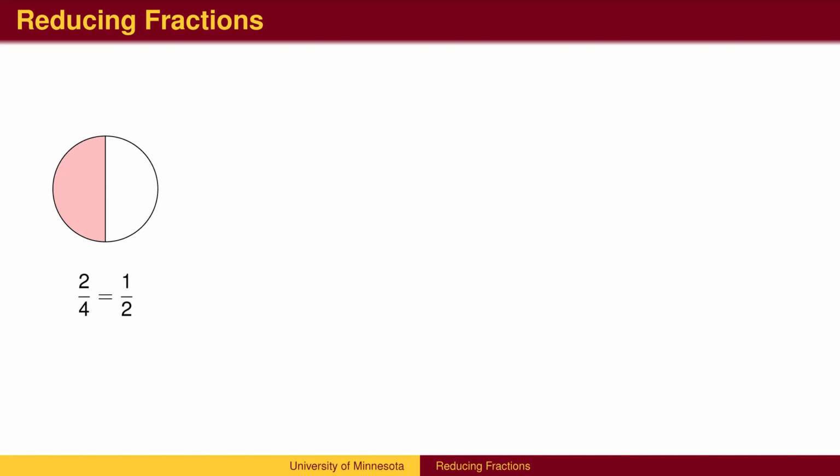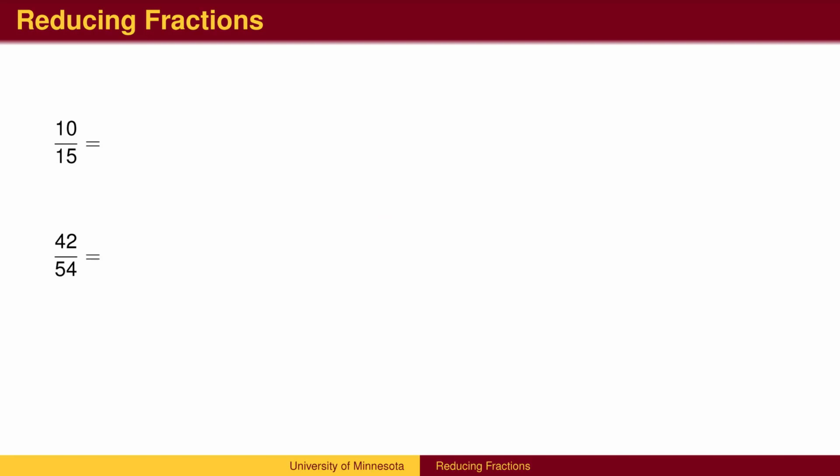In this case, the smaller pieces could be paired, and instead, we could write the fraction as one pair out of the total two pair, which is one half. Two out of four and one out of two are the same fraction. Mathematically, the procedure is to factor both the numerator and denominator, and then cancel common factors.